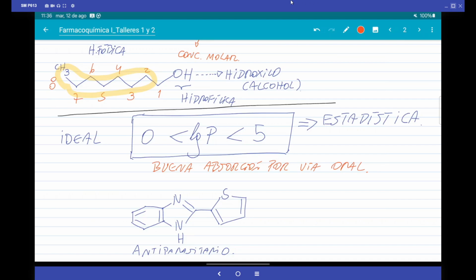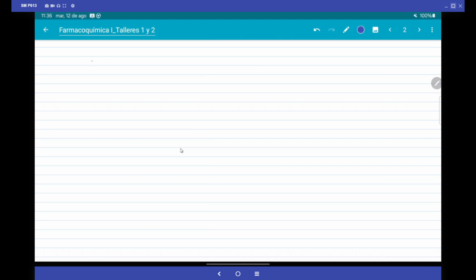The individual or the organization that determined this range was the North American pharmaceutical company Pfizer, particularly a researcher named Lipinski. So we have what today are called Lipinski's rules. Lipinski studied huge databases of thousands of molecules, and for something to have a good oral absorption, he found the following. So a good or appropriate oral absorption.